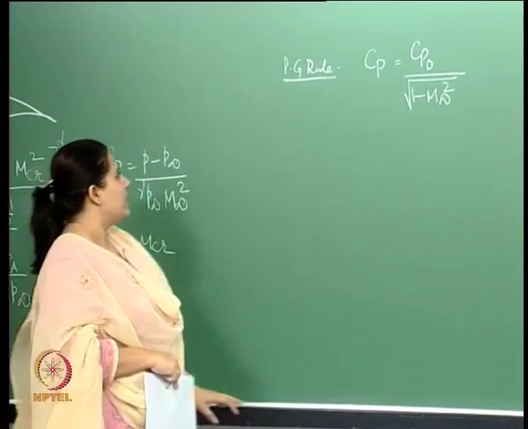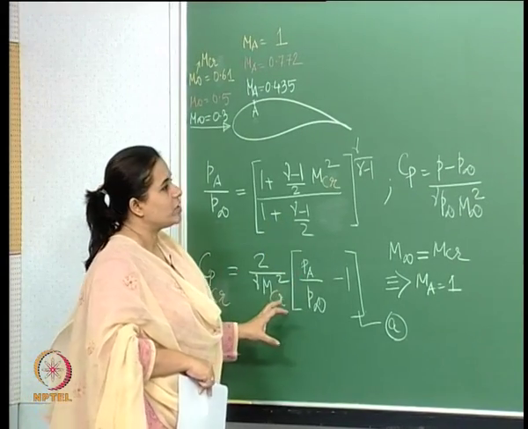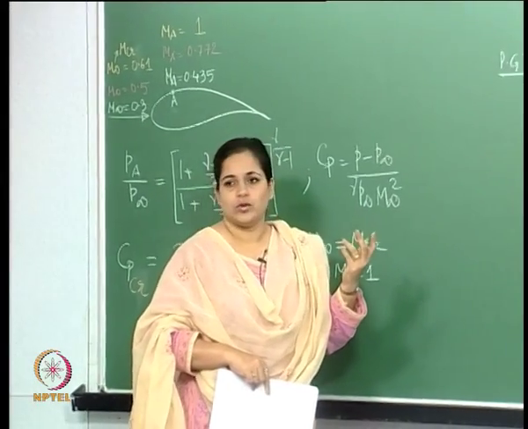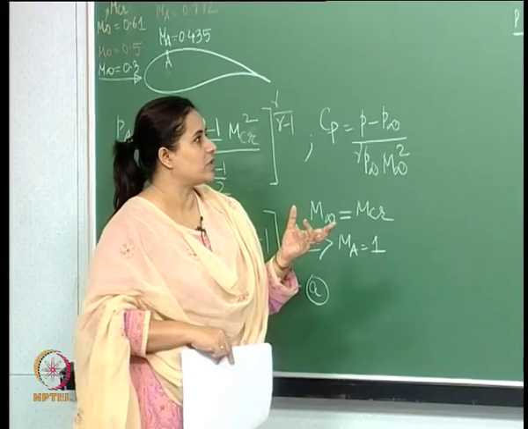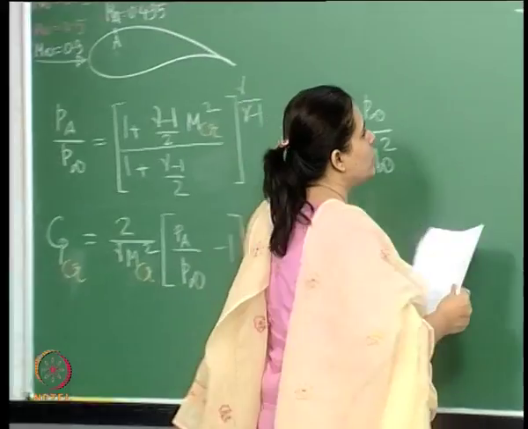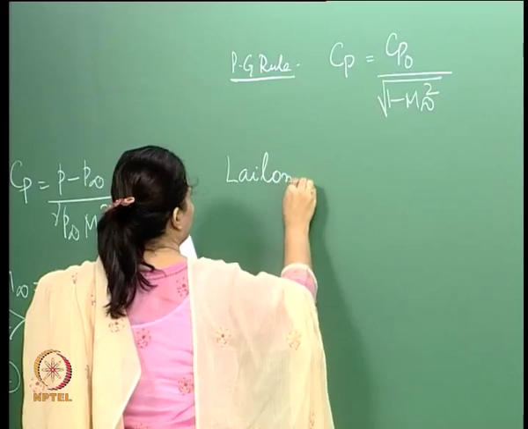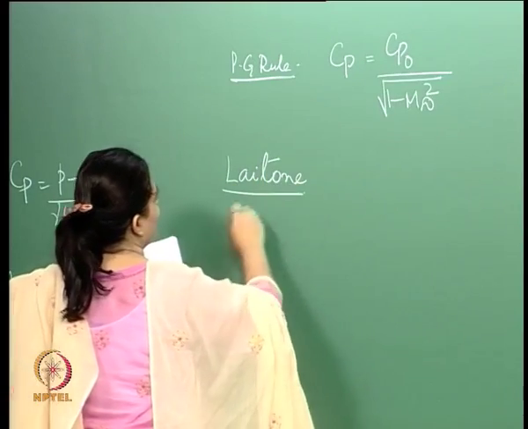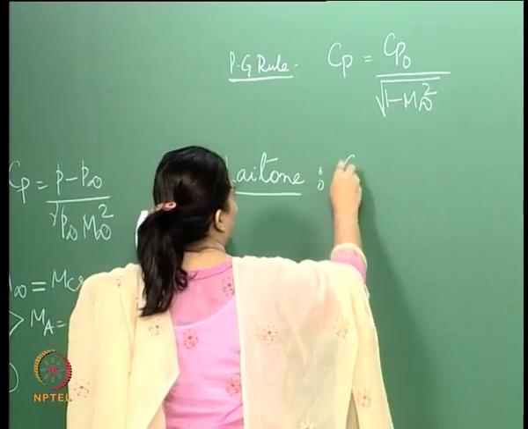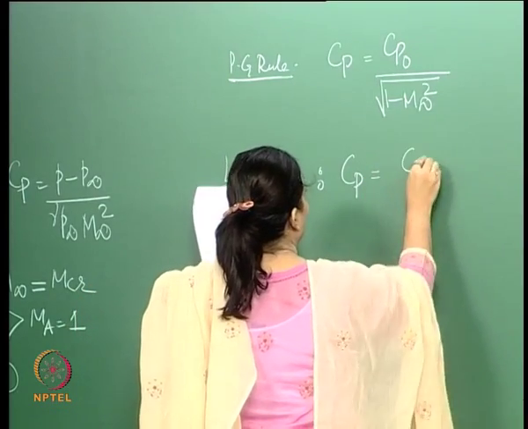Now, the thing is that this coefficient of pressure, with suitable corrections, can be used for compressible flows. I will just write down two of such corrections suggested, and we will see how these look. Laitone suggested this, where he considers the local Mach number.